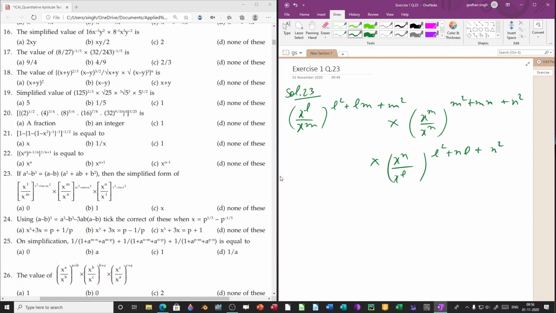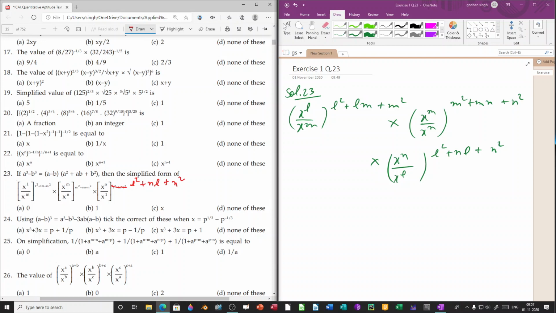So here a correction is to be done. In the question they have wrongly written this. If this is l square, this should be n square. If this is n square, this should be l square. Both cannot be l. One of them has to be l, one has to be n. So do the correction there. This will become l square plus nl plus n square. So this is the correction in this question.